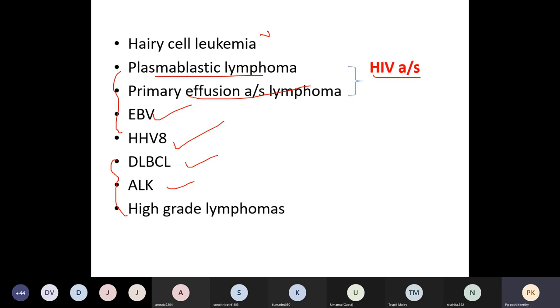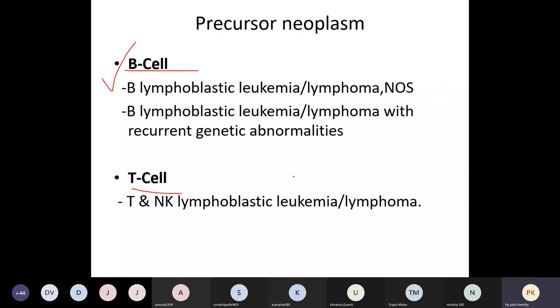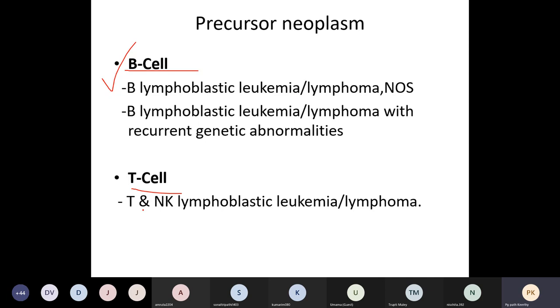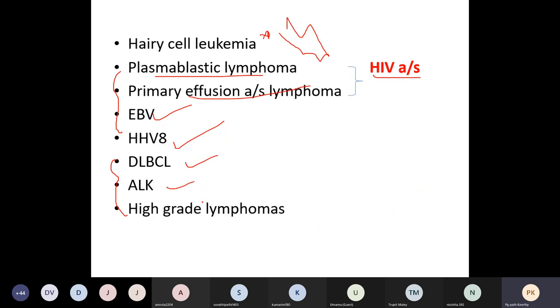It is very simple, right? Classification of lymphomas: these are NHL, non-Hodgkin's lymphomas. Pre, mature, and again nodal, extranodal, plasma cells. Pre is lymphoblastic leukemia NOS, recurrent abnormality, and T and NK based on lineage. Nodal is again naive, follicular, mantle, marginal. Then hairy cell. Then remember HIV associated, EBV, HHV8. Then large, high grade, such as DLBCL, ALK, high grade lymphomas.